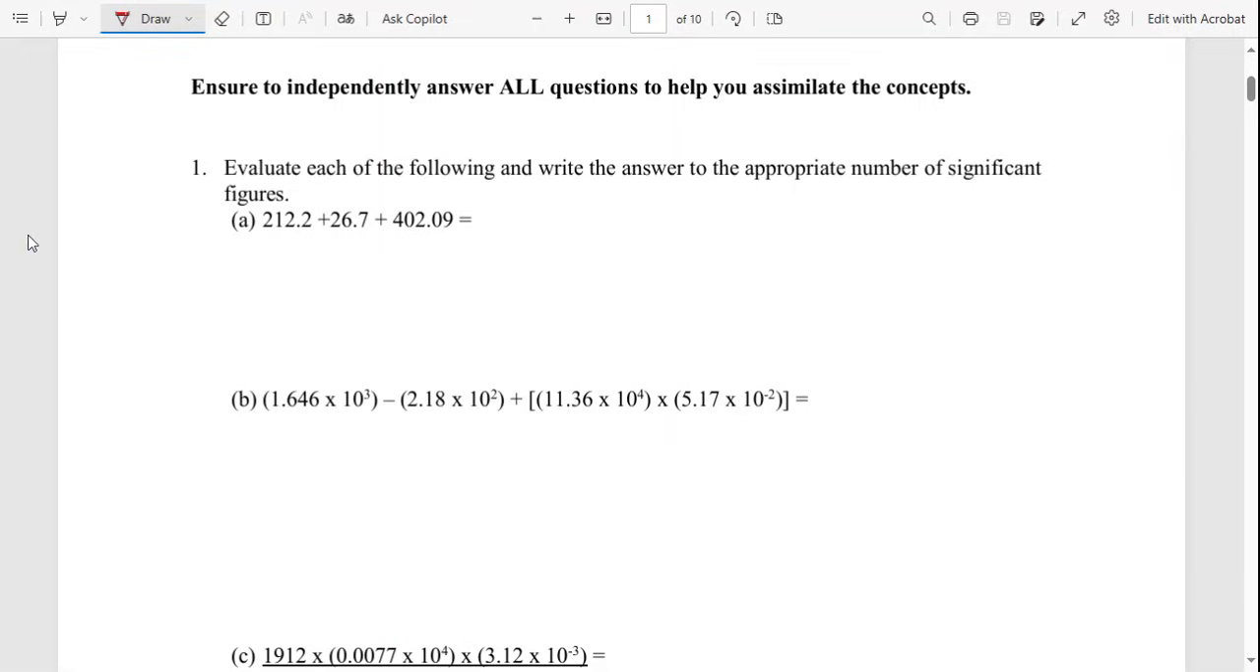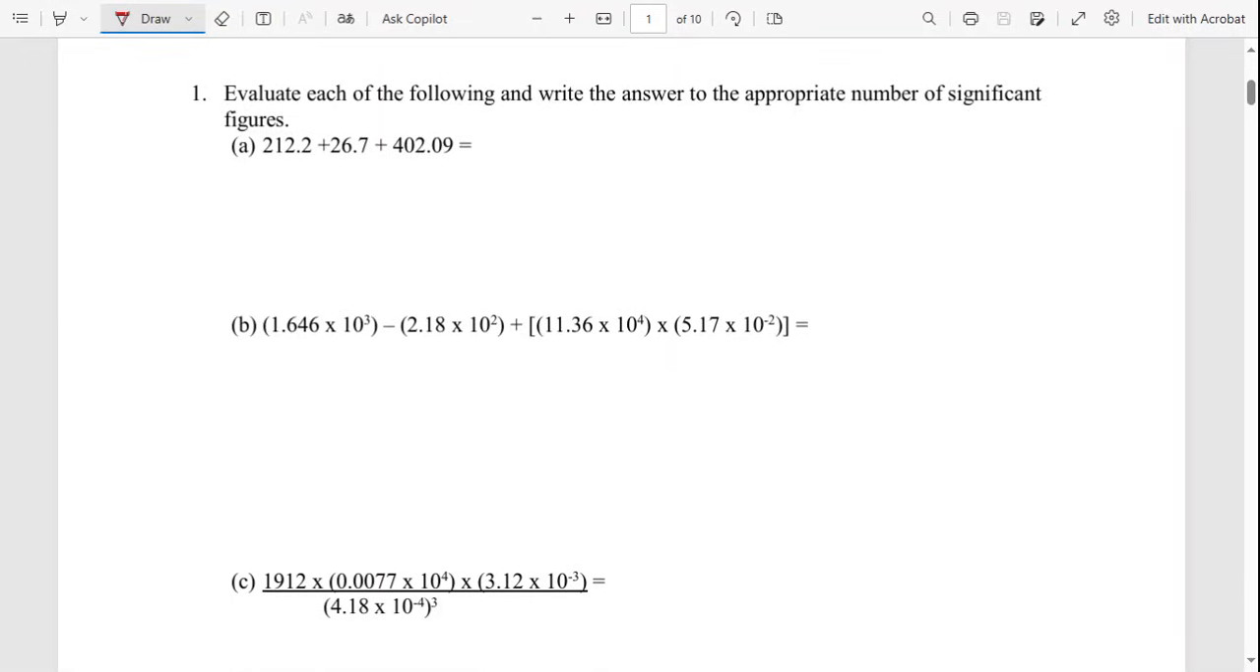This is chemistry, and we are answering some questions on units and measurements and also stoichiometry. The first question says, evaluate each of the following and write the answer to the appropriate number of significant figures. Now, these questions might seem so useless here, and I always encourage people that there is no sure way to know that you have learned something except you go through past papers.